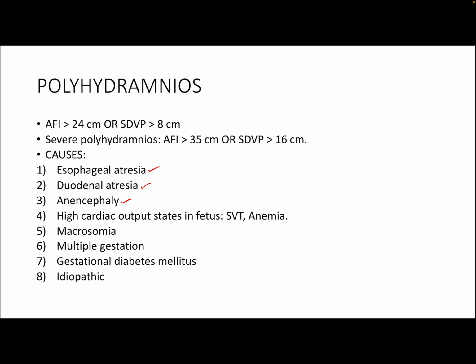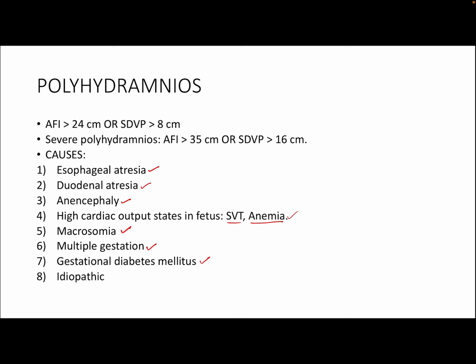Also, high cardiac output states like supraventricular tachycardia and anemia. So, in cases of high cardiac output, there is going to be polyuria because of increased renal blood flow, and this is seen in severe anemia like alloimmunization or infection with parvovirus B19 or arteriovenous shunting. Other causes include macrosomia, multiple gestations, and gestational diabetes.